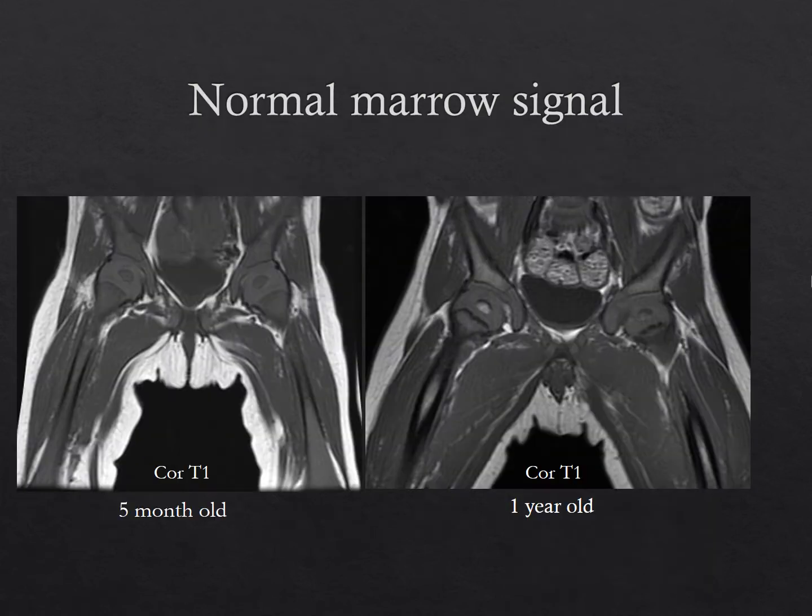Here are some more normal examples. On the left, the femoral head epiphyseal ossification centers have recently formed in this 5-month-old. On this T1 weighted image, the femoral head epiphyses are of low signal and are still hematopoietic marrow because they are within 6 months of being formed. In this slightly older 1-year-old patient on the right, the femoral head epiphyses have already converted to fatty marrow.